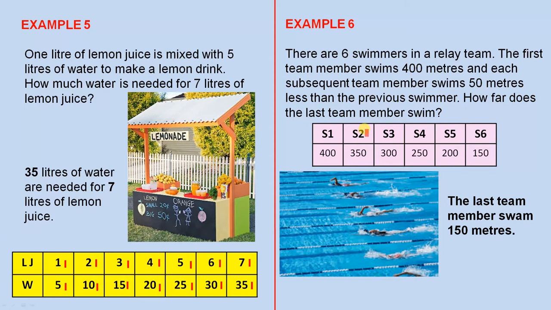Swimmer 2 swims 50 metres less, so that's got to be 350. Swimmer 3 swims 50 metres less, so that's 300. Swimmer 4 must swim 250. Swimmer 5 swims 200. And swimmer 6 swims 150 metres. So the last swimmer, the last team member, swam 150 metres.